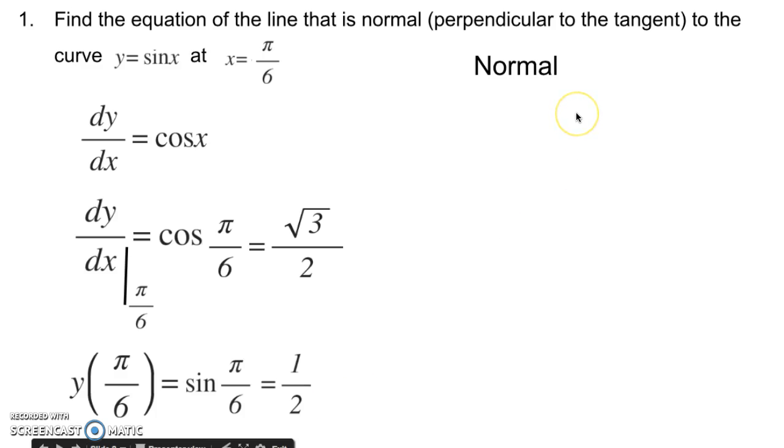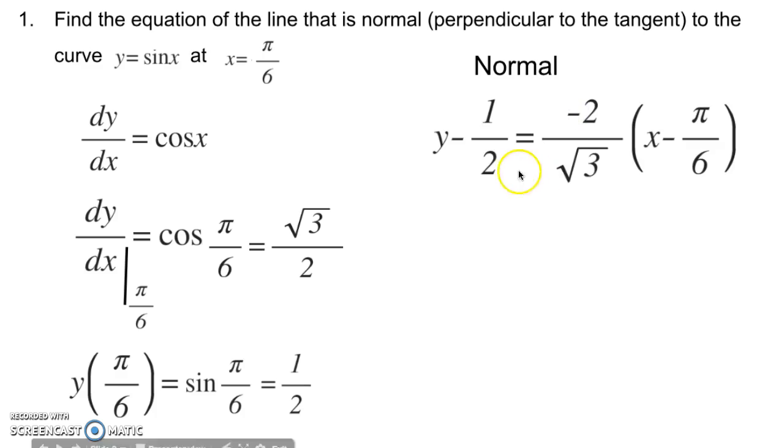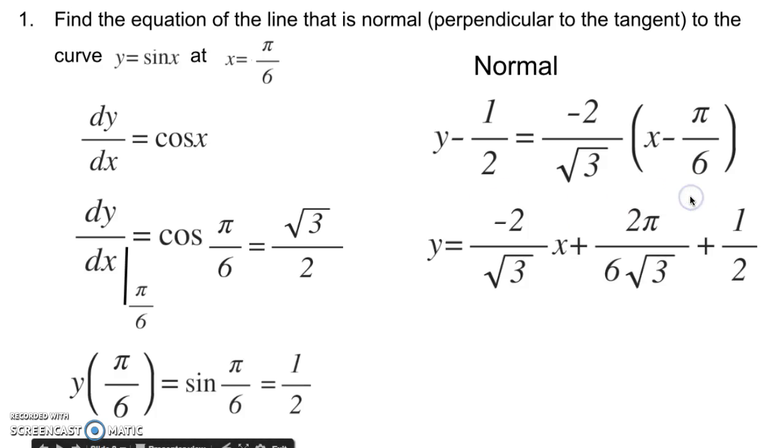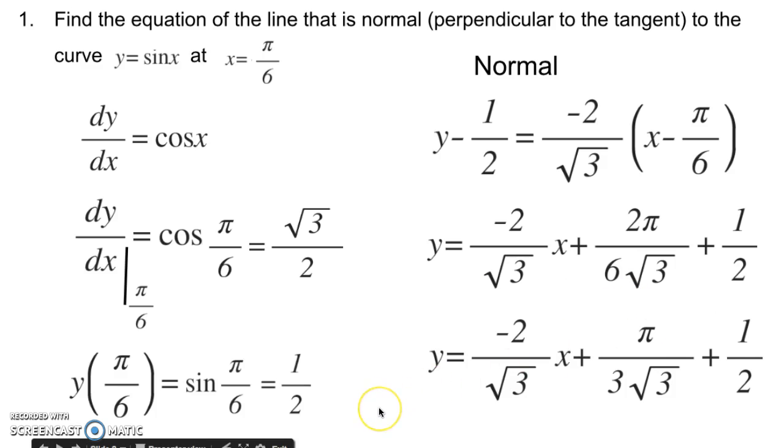The equation of the normal is formed with the x value, y value, and negative reciprocal of the slope value. The normal line is y minus 1/2 equals negative 2 over radical 3, x minus pi over 6. Then once everything's distributed, it becomes y equals negative 2 over radical 3, x plus 2 pi over 6 radical 3 plus 1/2. And fully simplified, the normal line is y equals negative 2 over radical 3 x plus pi over 3 radical 3 plus 1/2.